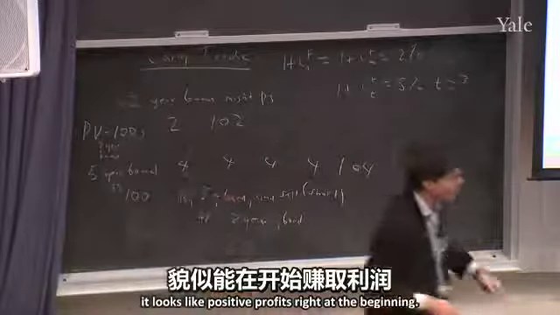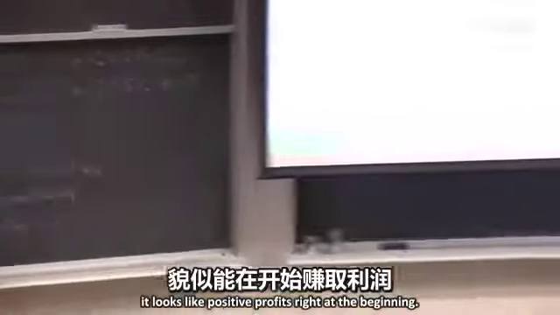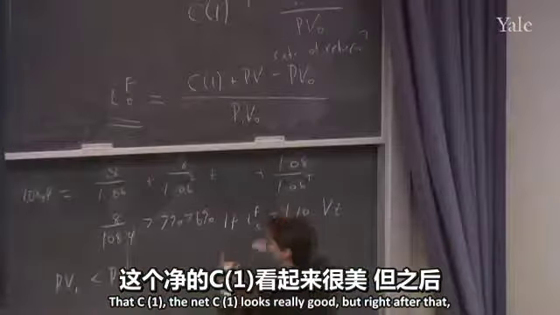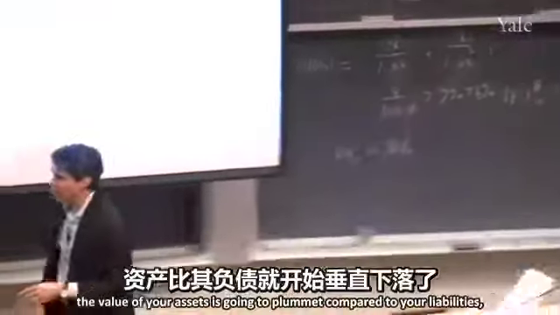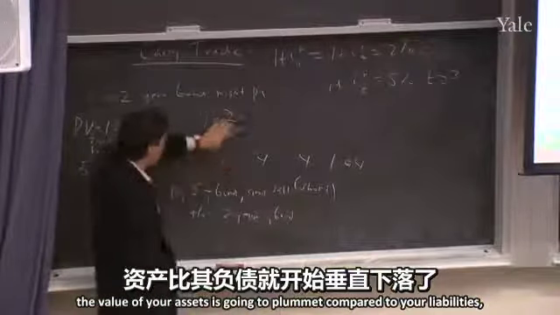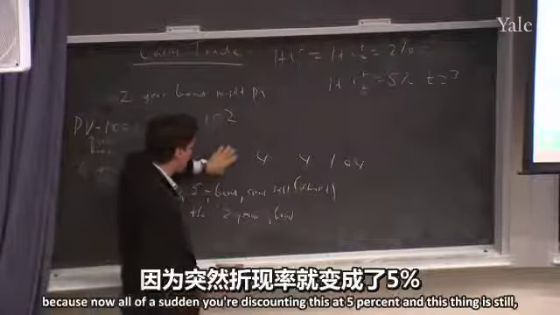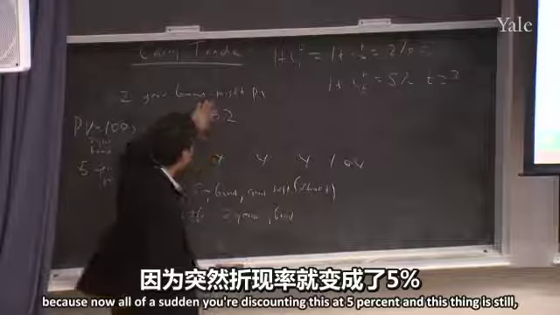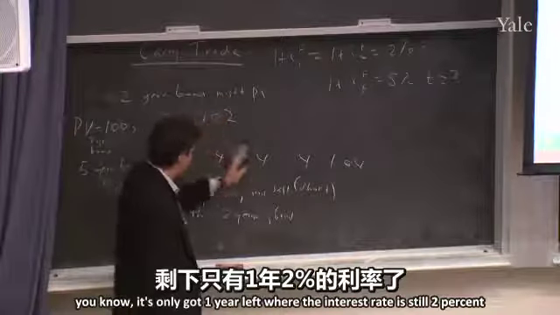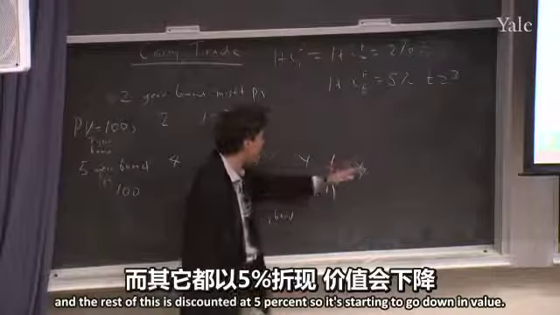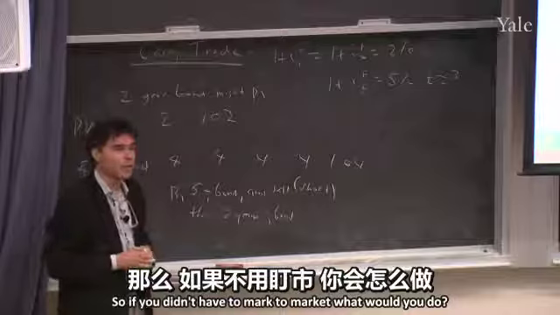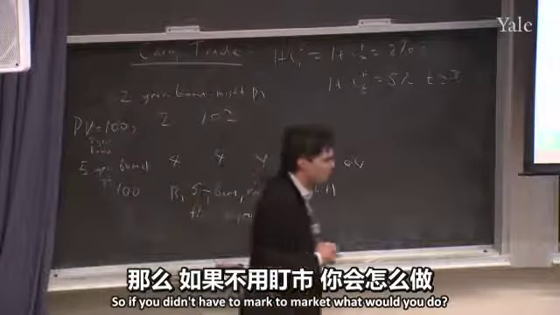It looks like positive profits right at the beginning. Okay, the net C1 looks really good, but right after that, the value of your assets is going to plummet compared to your liabilities, because now all of a sudden you're discounting this at 5%, and this thing only has 1 year left where the interest rate is still 2%. The rest of this is discounted at 5%, so it's starting to go down in value.